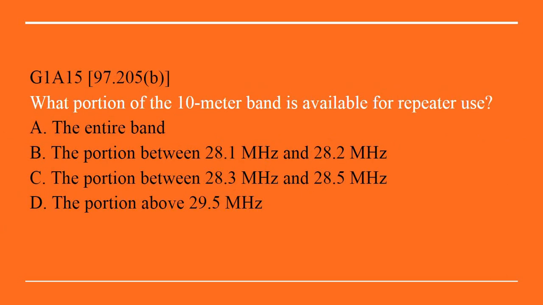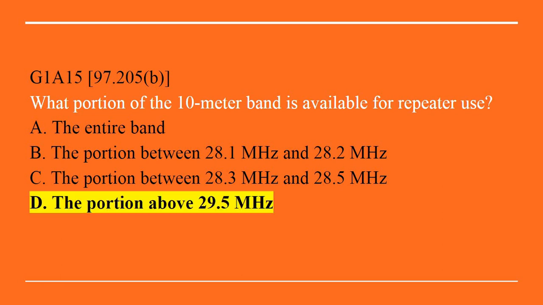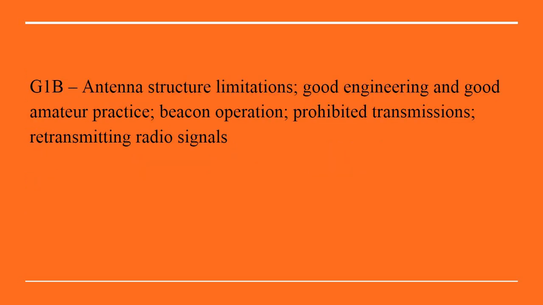G1A15. Which portion of the 10-meter band is available for repeater use? A. The entire band. B. The portion between 28.1 MHz and 28.2 MHz. C. The portion between 28.3 MHz and 28.5 MHz. Or D. The portion above 29.5 MHz. The answer, D. The portion above 29.5 MHz.